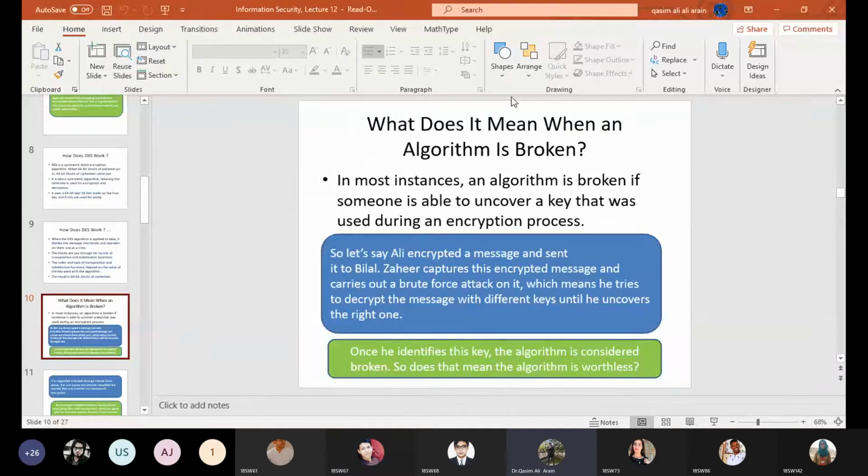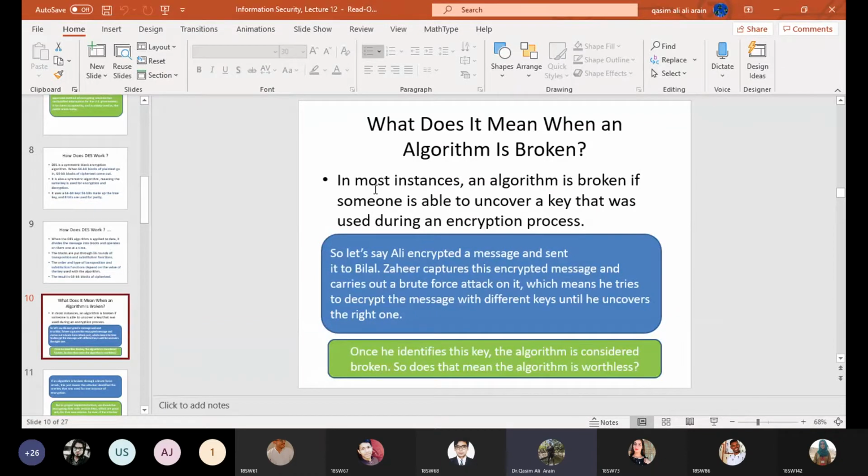Okay. So now we have to see what it means when I say your algorithm is broken. Most of the time I would say that SHA has been broken, AES has been broken. What does it mean? In most instances, an algorithm is broken if someone is able to uncover a key that was used during an encryption process. Try to understand this particular concept.